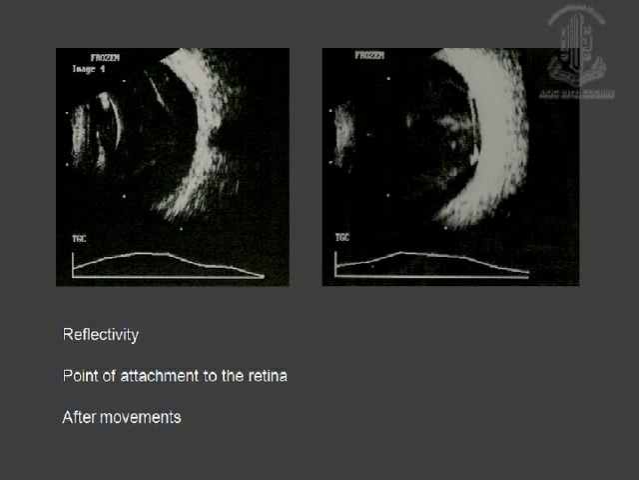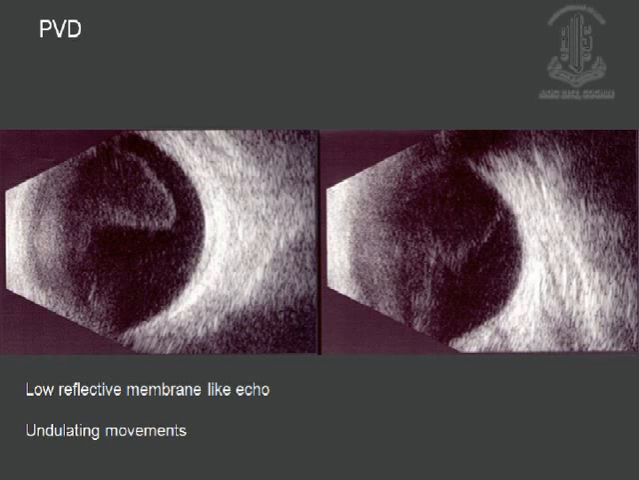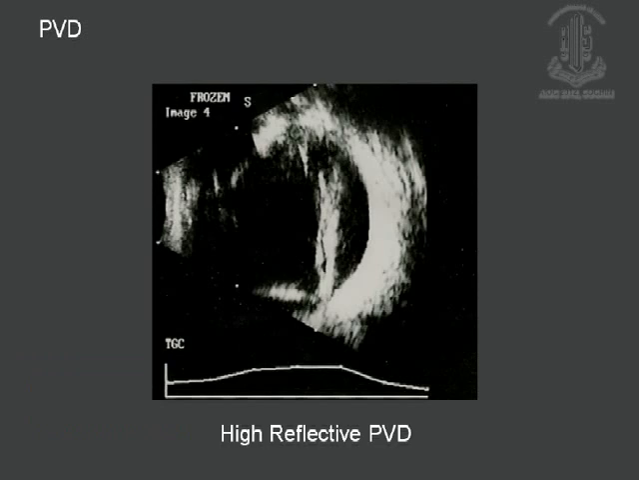Or if you have a membrane which has multiple points of attachment, as shown here, then this has to be a posterior vitreous detachment. It cannot be a retinal detachment. Again, this demonstrates the after-movement. By after-movement, we mean that you do the ultrasound, you see the posterior detached vitreous, ask the patient to move the eye, and actually see the movement of the posterior hyaloid. An extremely useful indicator to differentiate the two.